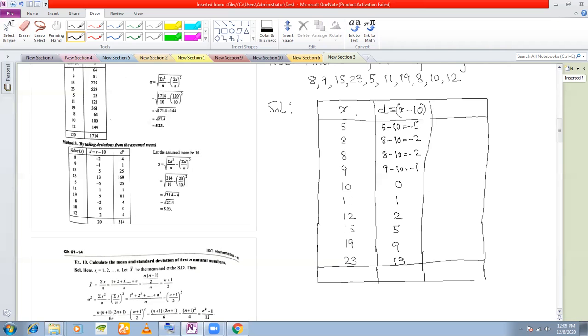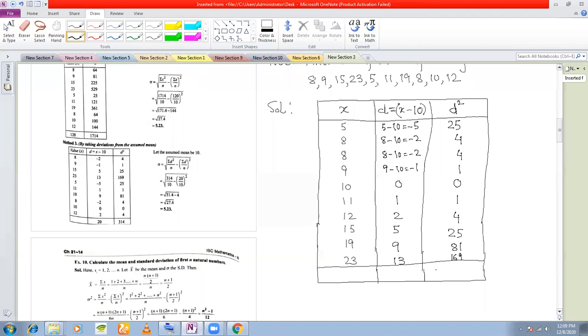Okay, so now what we are going to find out is we are going to square this d. D square minus 5 square is what? 25. Minus 2 square is 4. Again this is 4. Again this is 1. 0, 1, 4, 25, 81, and 169 finally.